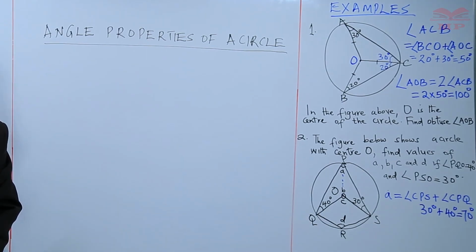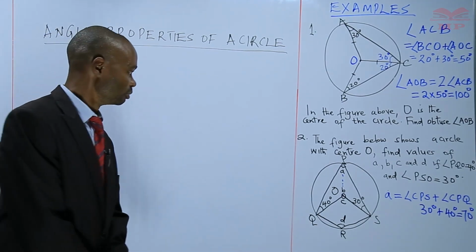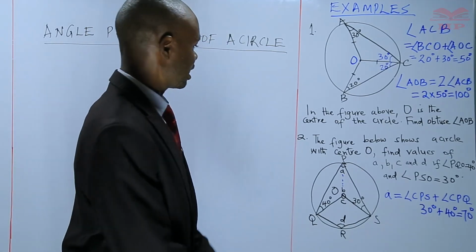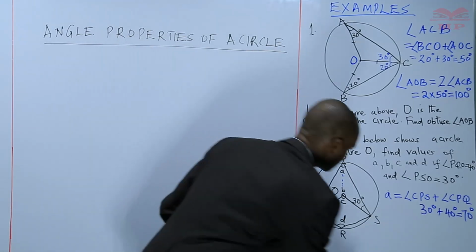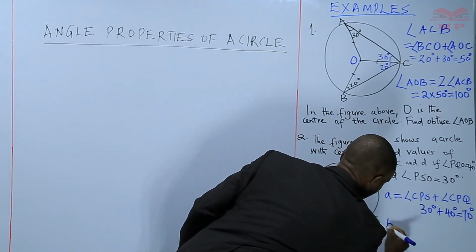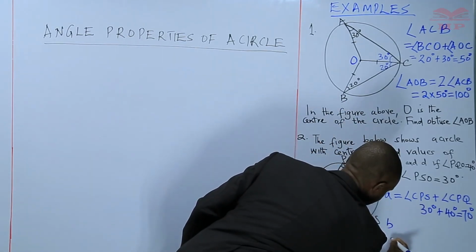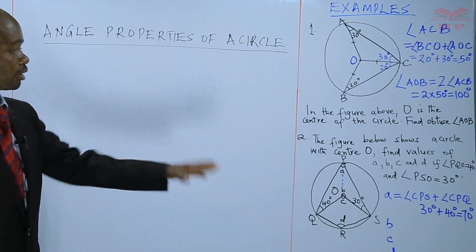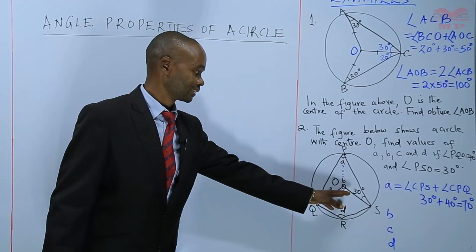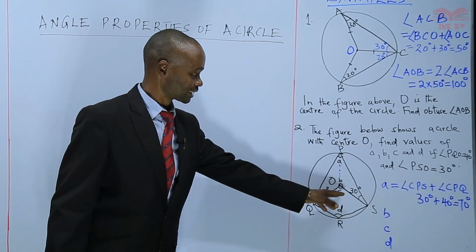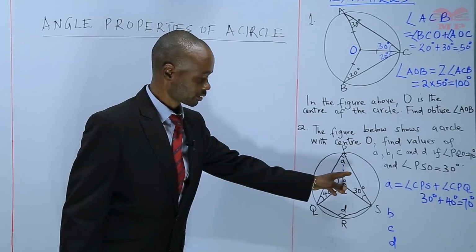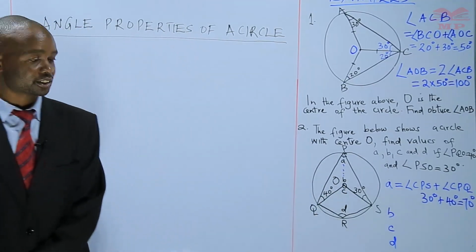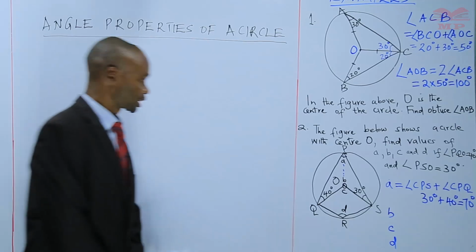Now, we have B and C. We have the value of angle B, C, and D. So to move quickly, we shall first of all get C, isn't it? When we get C, it is easy to get B, because the two angles add up to 360 degrees. So we go to C.